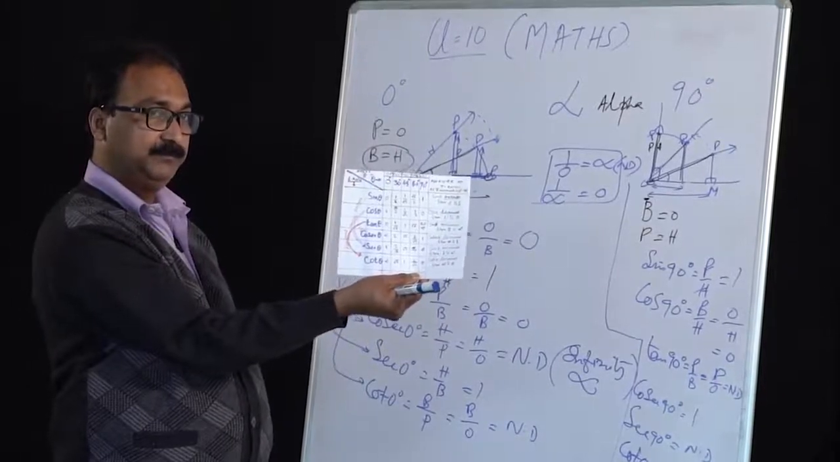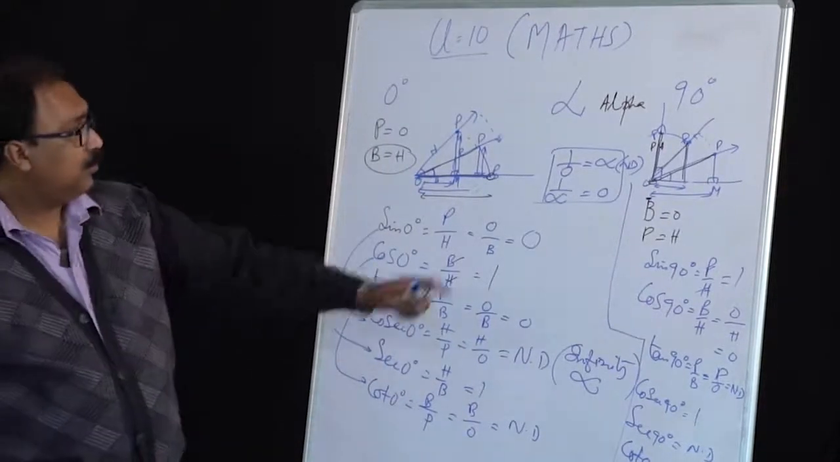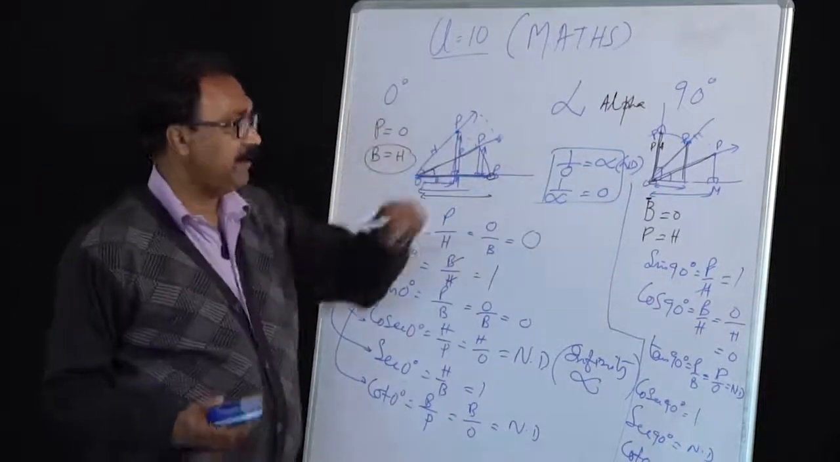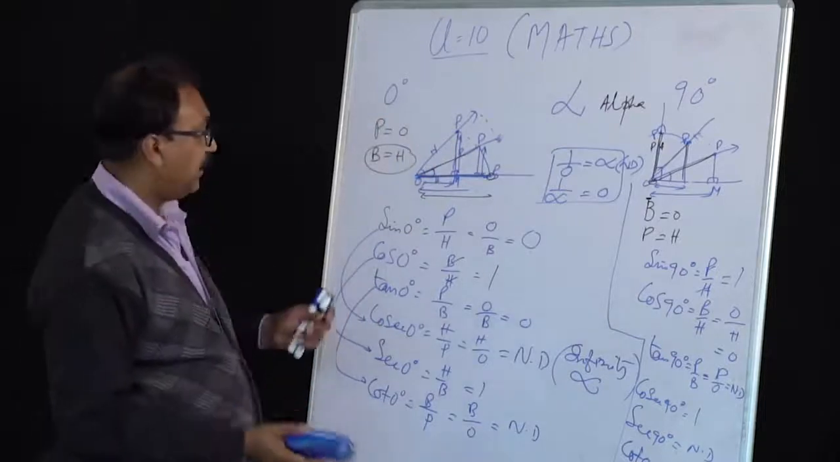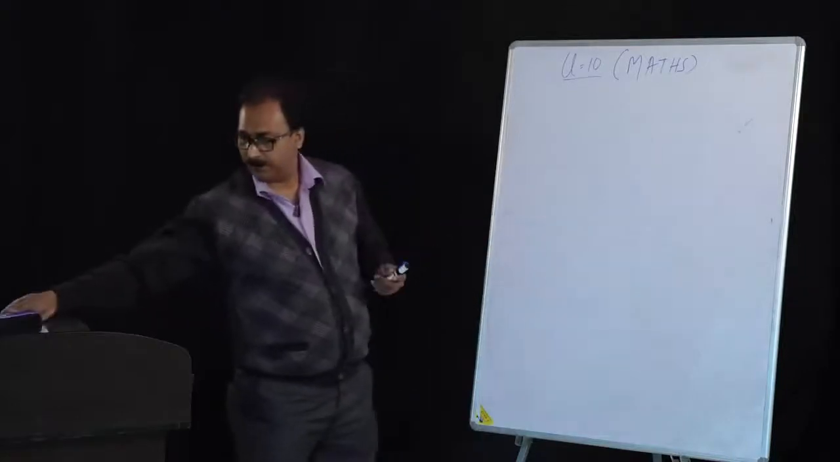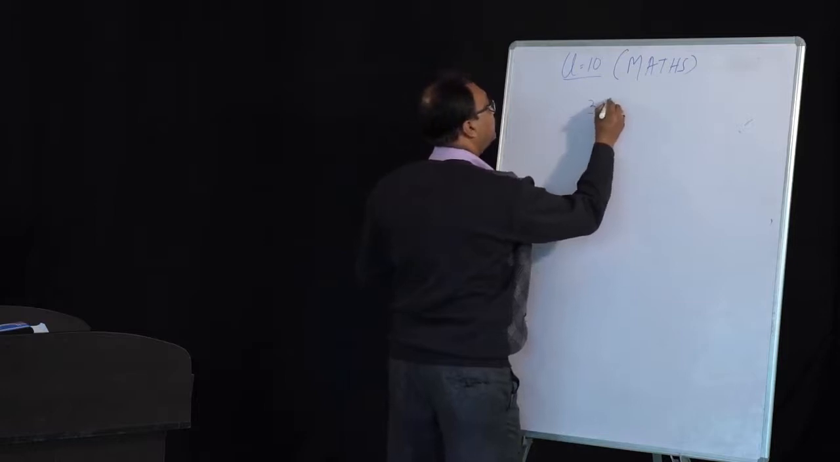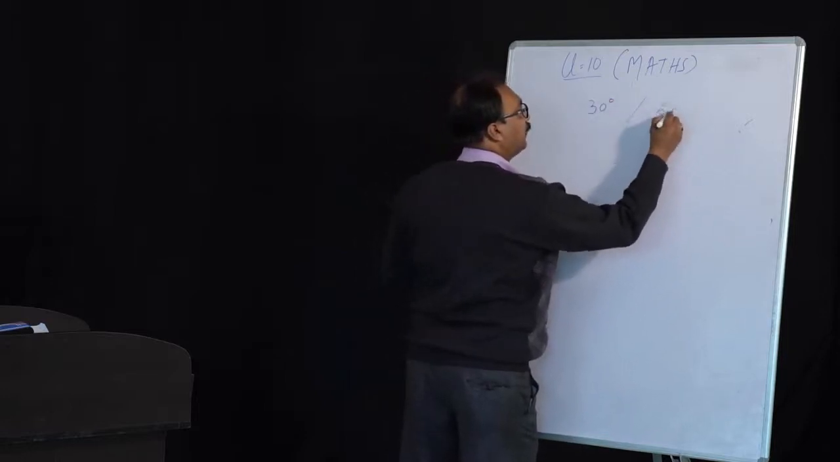Clear? Okay, I'll come to this explanation, this chart afterwards. Now, we already did 0 degree and 90. Now we have to explain 30, 45 and 60. Please look here. Okay, now we come to 30 degree and 60 degree.